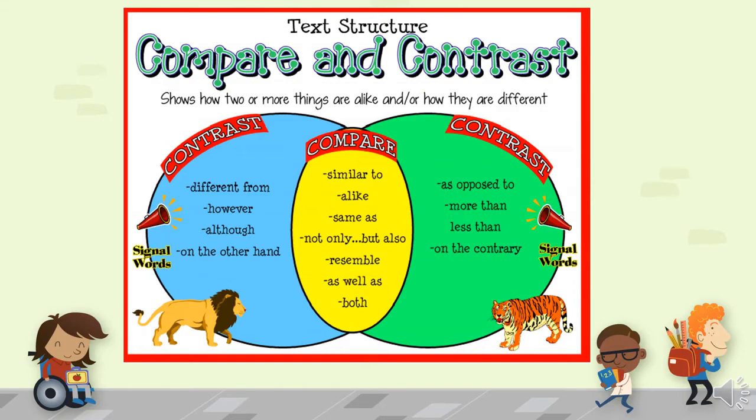There are some signal words to look for when we are looking for compare and contrast. For example, you might see words comparing the two objects, such as similar to, alike, same as, not only but also, resemble, as well as, or both. For contrast, you may see some signal words such as different from, however, although, on the other hand, as opposed to, more than, less than, on the contrary.